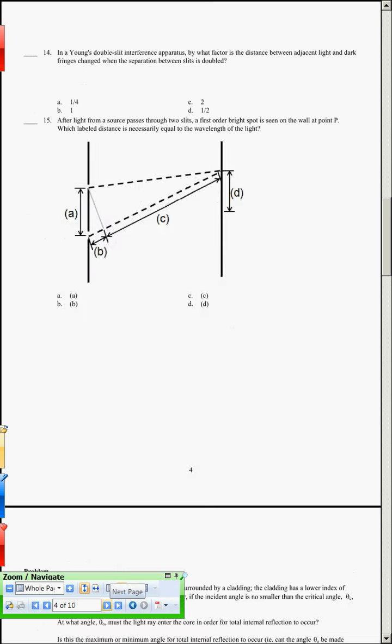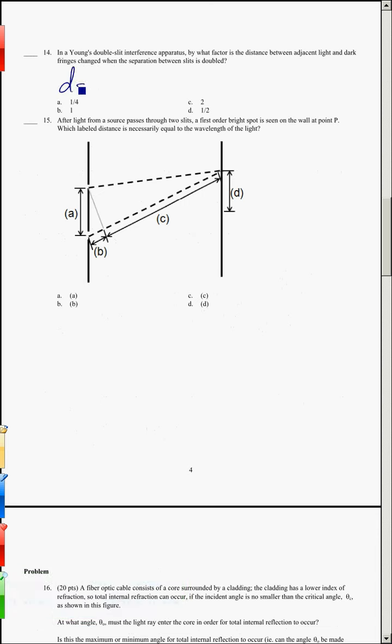Number 14, in a Young's double slit apparatus, by what factor is the distance between adjacent light and dark fringes changed when the separation between the slits is doubled? We need to look at two things. d sine theta equals m lambda. Let's see, what am I doing? I'm doubling this. So that means that this, in order to remain constant, has to decrease by half.